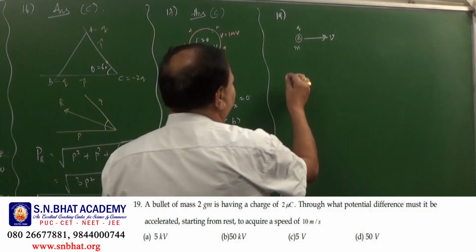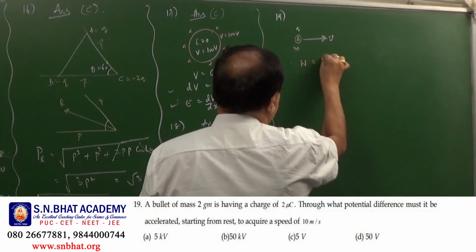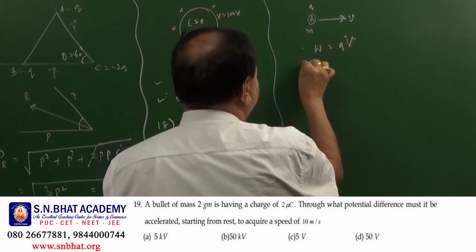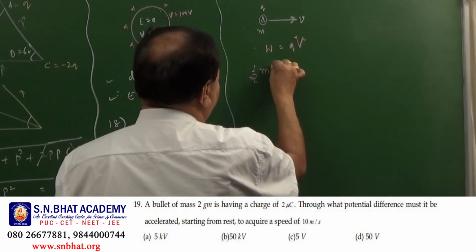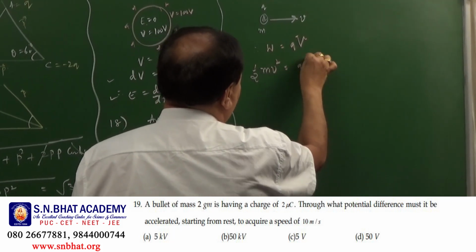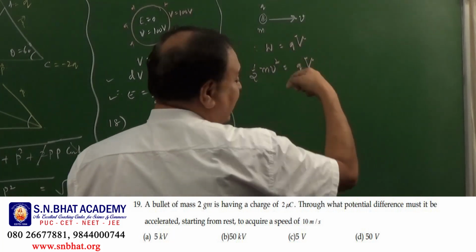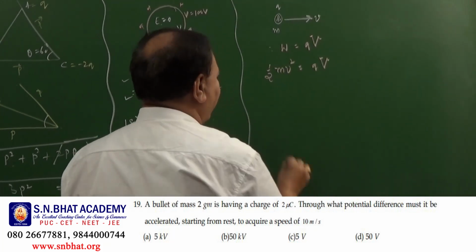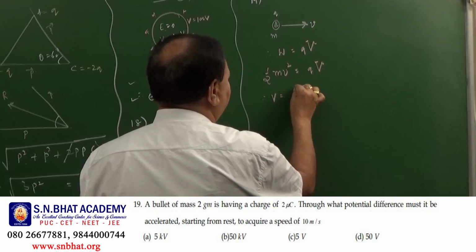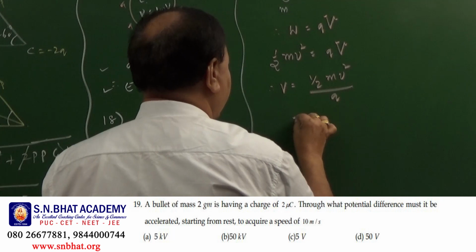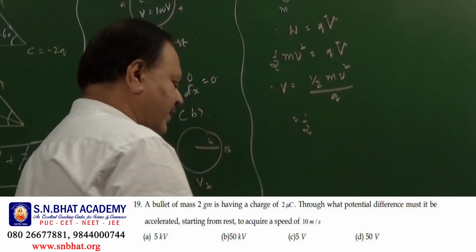And where does the formula come from? You know that W is equal to Q into V is the original formula. It has to acquire a kinetic energy, that means half mv square is equal to Q into V. He is asking through what potential difference, so to extract this, V is being asked. Therefore V is equal to half mv square divided by Q.